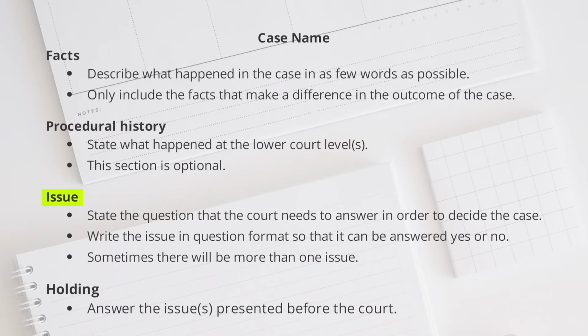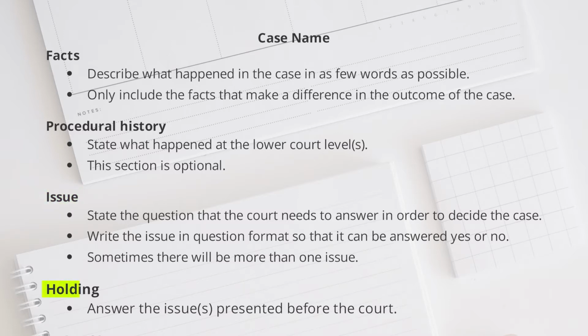Next, the issue. So state the question that the court needs to decide in order to answer the case. Maybe the question is, did the defendant commit a battery when he punched the plaintiff in the nose? Okay, maybe that's the whole question that the court is deciding. And it's best to write this in a question format. So it's best to have a question mark at the end of the issue, and it's best to be a yes or no question. So did the defendant commit a battery when he punched the plaintiff in the nose? That would be a yes or no question. That's typically how these issues are written.